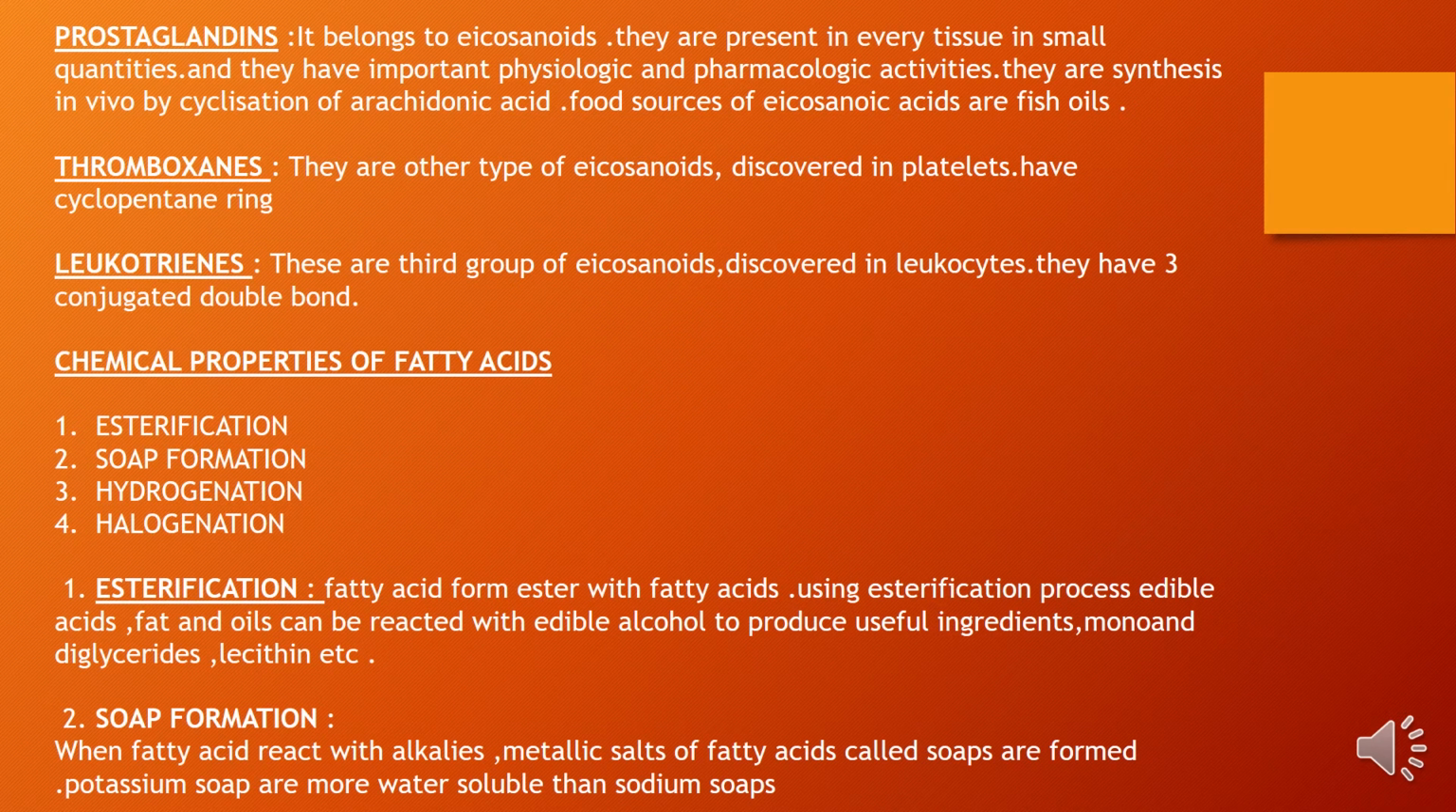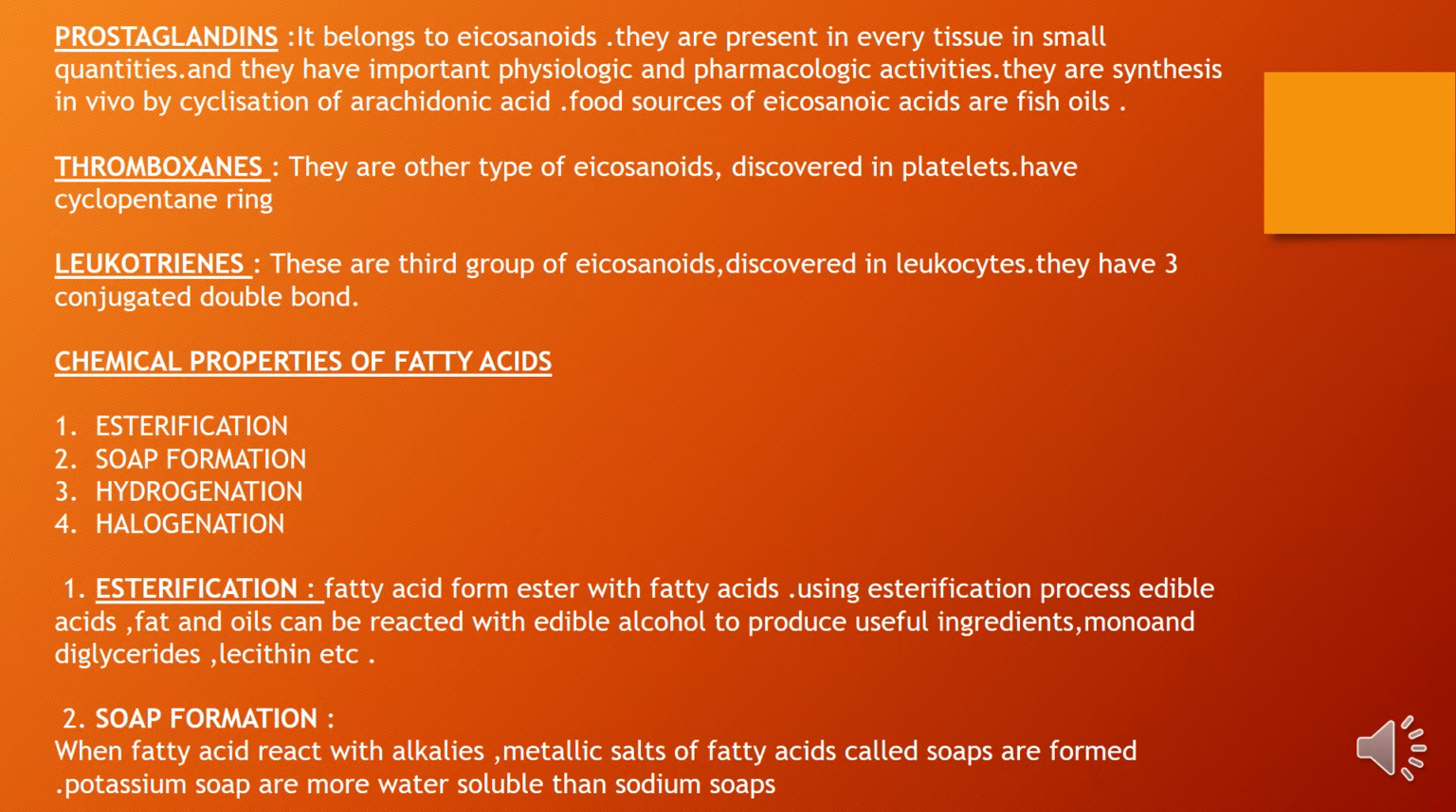What are prostaglandins? It belongs to which group? You all know, eicosanoids. They are present in every tissue in small quantities. They have important physiologic and pharmacologic activities. They are synthesized in vivo by cyclization of arachidonic acid. Food sources of eicosanoic acids are fish oil.